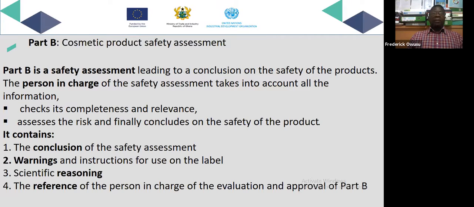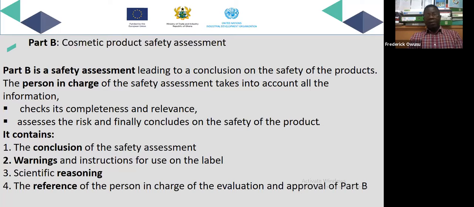Here, this part of the report, the assessment report, the conclusion of the safety assessment should be well explained and defined. If there's a need for warning or instruction for use, because the safety assessment says so, it demands that you should say it, put it on your label. And please, any scientific reason why you think a product is safe or is not safe, and therefore there should be some precaution, some measures, some instruction, you should declare that as well.